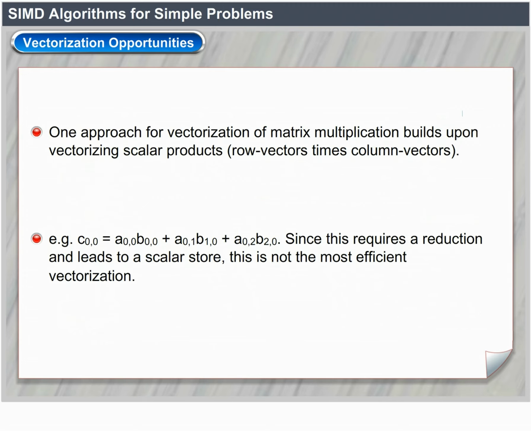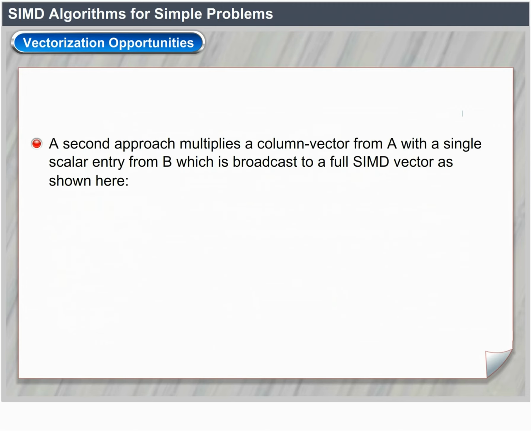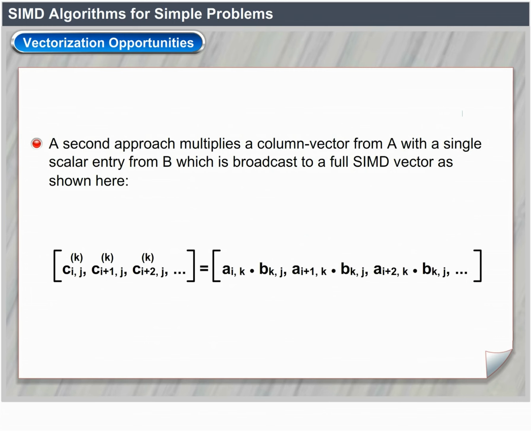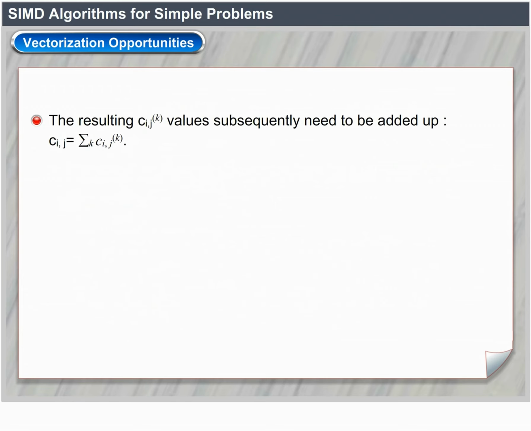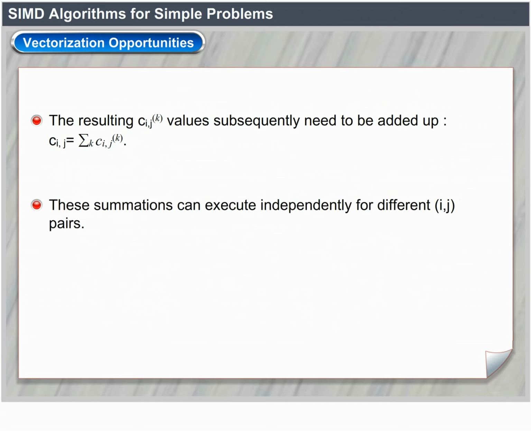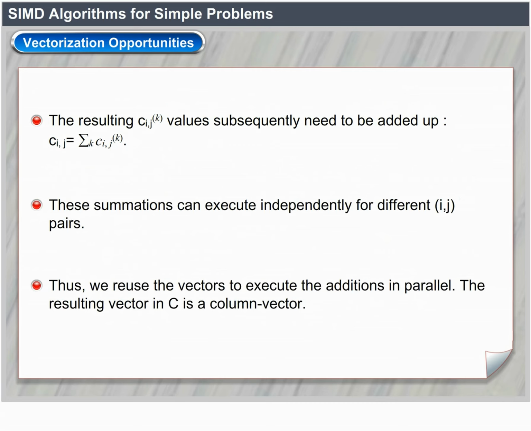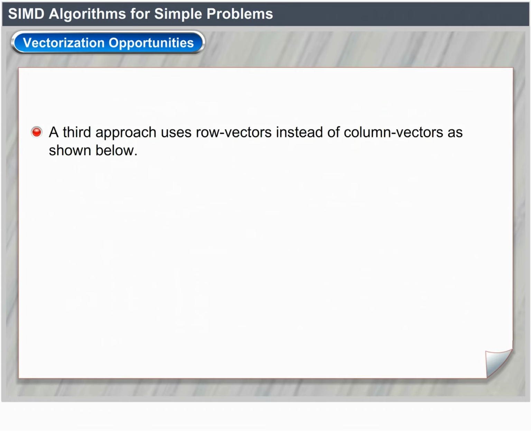A second approach multiplies a column vector from A with a single scalar entry from B, which is broadcast to a full SIMD vector as shown here. The resulting C_i,j^k values subsequently need to be added up. C_i,j equals the summation over k of C_i,j^k. These summations can execute independently for different i,j pairs. Thus, we reuse the vectors to execute the additions in parallel. The resulting vector in C is a column vector. A third approach uses row vectors instead of column vectors, as shown below.